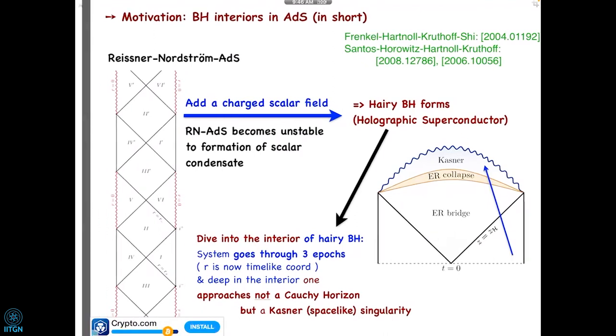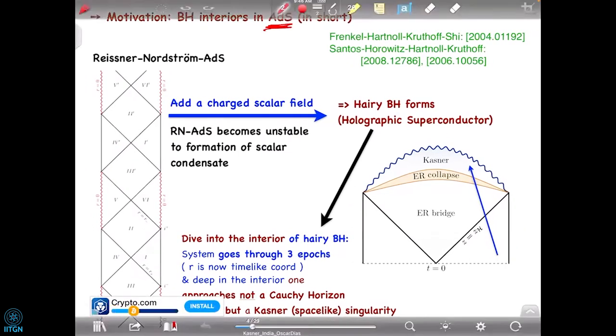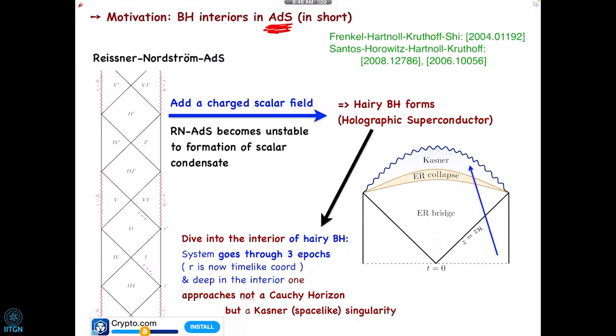In recent years, people have looked at this question in asymptotically AdS background, so with a negative cosmological constant, that is of much interest in the context of the holographic duality or the AdS/CFT correspondence. And so in particular, these authors here have looked at the following system. Let's suppose that we start with Reissner-Nordström anti-de Sitter. Reissner-Nordström anti-de Sitter is a solution that is very much similar to the asymptotically flat Reissner-Nordström.